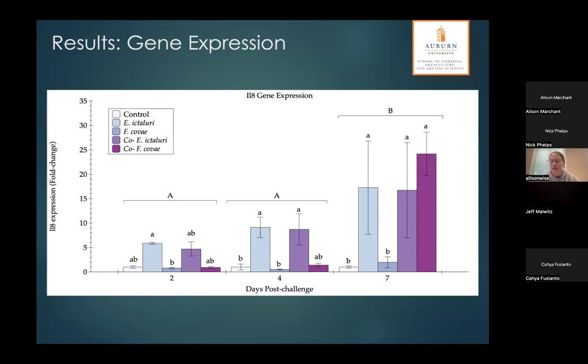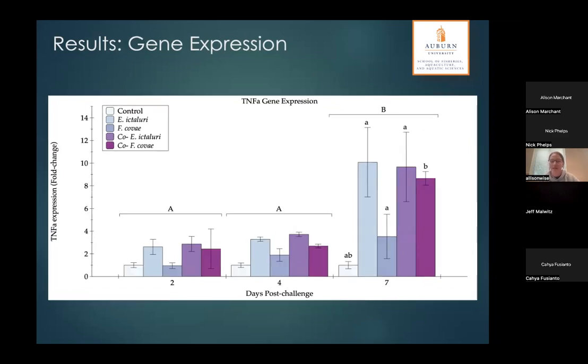So for IL-8, once again, we had the highest expression seen at 7 days, and it was most abundant in the H. pylori and both co-groups. And once again, the same was seen for TNF alpha gene expression. At 7 days, it had the highest amount of gene expression, along with the same groups, H. pylori, co-H. pylori, and co-FC, that had the highest amount of that gene.